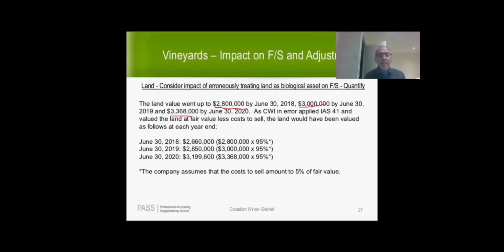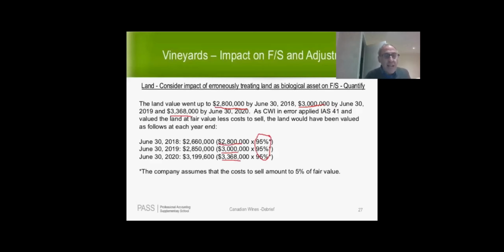As CWI in error applied IAS 41 and valued the land at fair value less cost to sell, what they would have done each year is take the fair value at the end of each year and multiply by 95%, because we're told that the cost to sell is 5%. So 100% minus 5% is 95%.